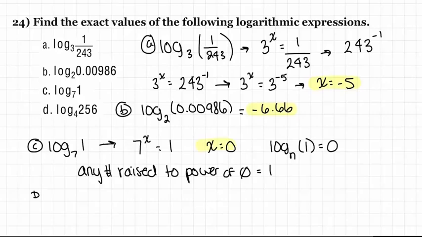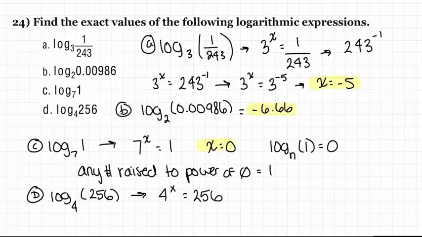Lastly, looking at D, we're given log base 4 of 256. I'm going to rewrite this in the exponential form. So you get 4 raised to the power of x is equal to 256. And I'm going to raise 4 to the power of 3 to see if that works, which does not, because it's 64. Let's try 4 raised to the power of 4.